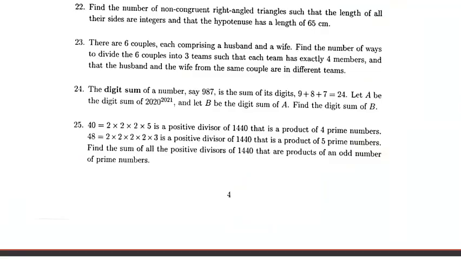SMO 2020 senior section first round problem number 22. Find the number of non-congruent right-angled triangles such that the lengths of all their sides are integers and that the hypotenuse has a length of 65 centimeters.